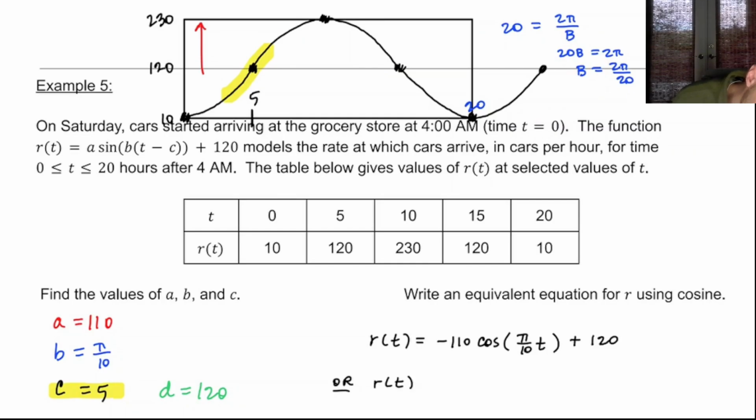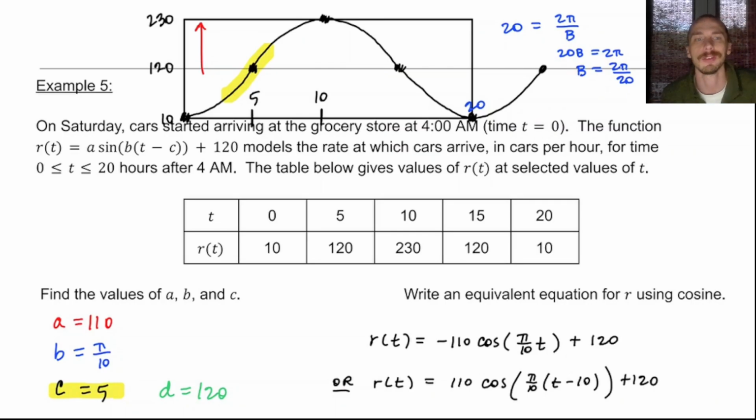Something like r of t equals positive 110 times the cosine of pi over 10 times t minus, and we'll figure out a value there, plus 120. If we wanted to start with a positive cosine, we need to phase shift to a maximum. That would be right there at t equals 10, where I've got that maximum output value. And that would be t minus 10 there, and that would give you the same thing.